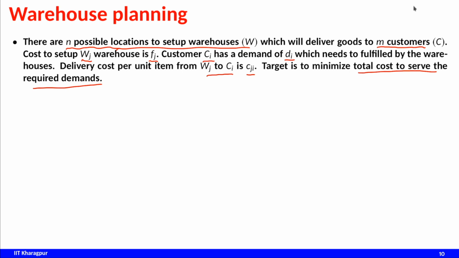The target is to minimize the total cost to serve the required demands. What we need to do is plan the warehouses, because we know the demands of the customers and we know the possible locations of the warehouses, and we have to select the locations such that we minimize the total cost of serving the customer demands.